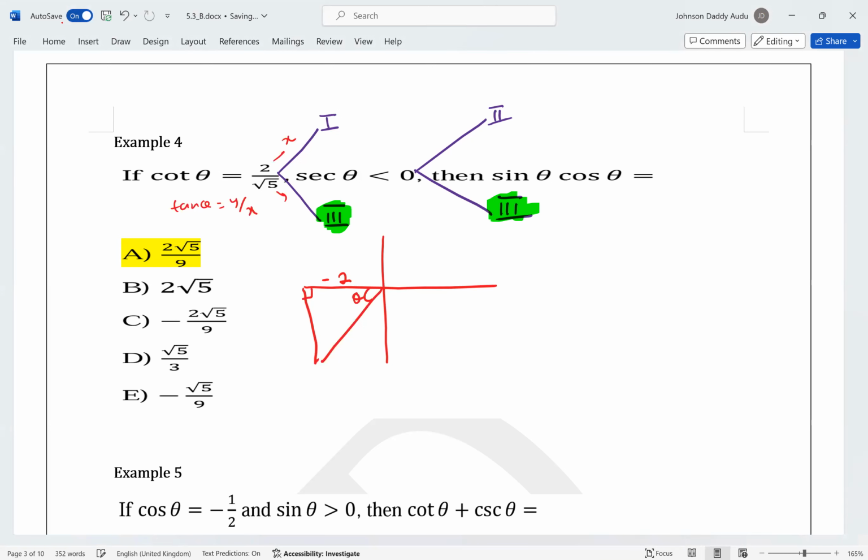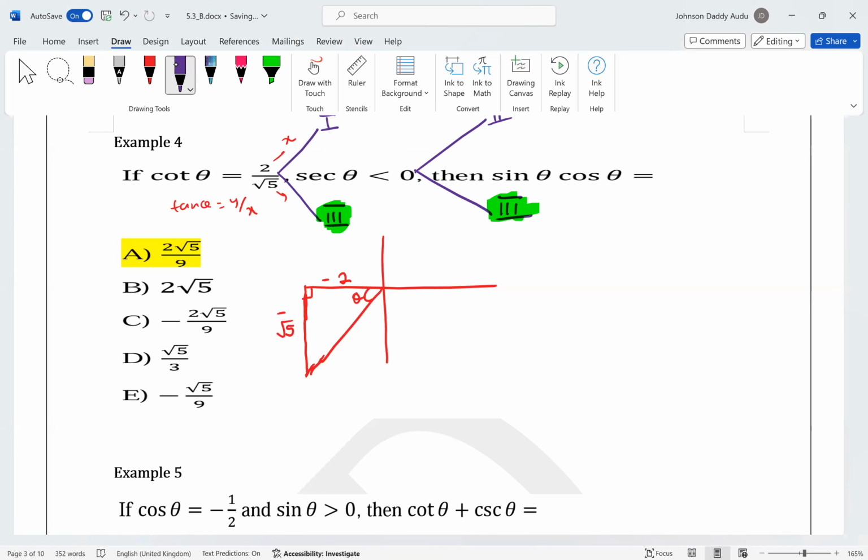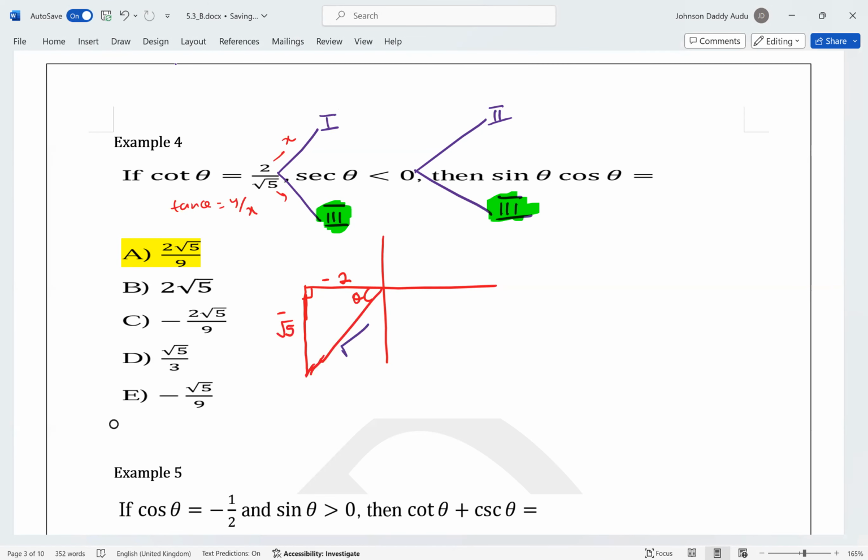Let me draw this properly. y is this distance, which is root of 5. But here also it is on the negative axis, so it is this way. Here we can use Pythagoras theorem to get the hypotenuse. This is going to be root of the square of this, which is 5 plus 4. So this is going to be square root of 9, which is just going to be 3, by Pythagoras theorem.